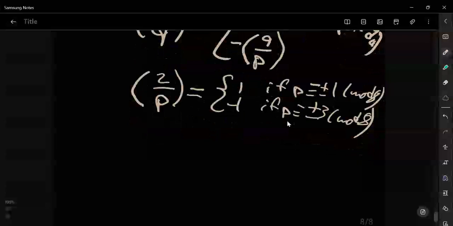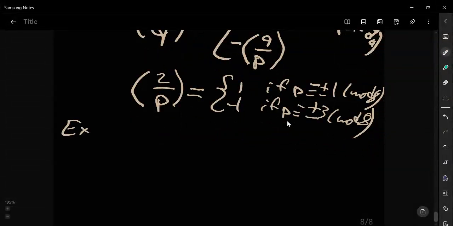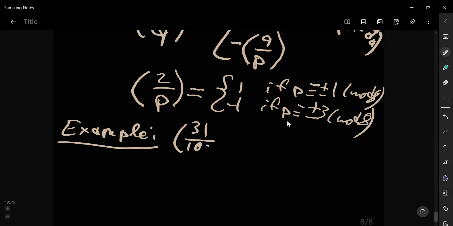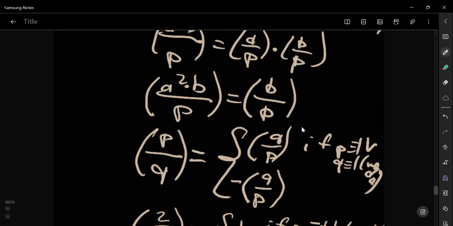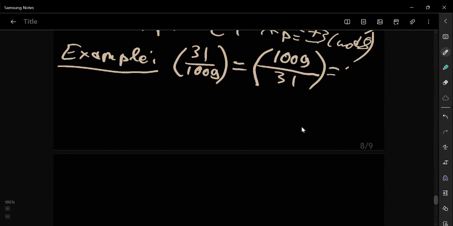Okay, so let's compute an example. I want to know if 31 is a quadratic residue modulo 1009. Notice that we can swap the numerator and denominator, so we get 1009 over 31, because 1009 is congruent to 1 modulo 4, and this is just 17 over 31, because 1009 is congruent to 17 modulo 31.